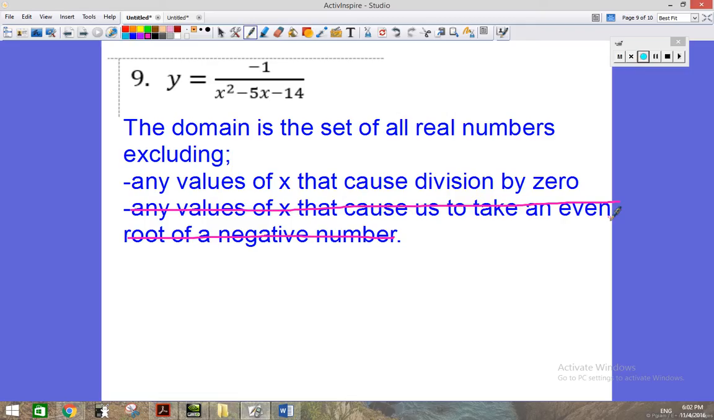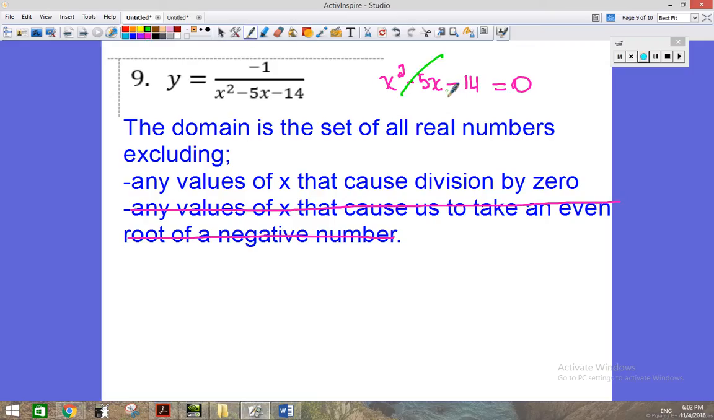I do have a variable in a denominator, so I am concerned that there might be a value of x that would cause this denominator, x squared minus 5x minus 14, to equal 0 for some values of x. So in order to figure out if there's any x that causes that to equal 0, I have to solve this equation.